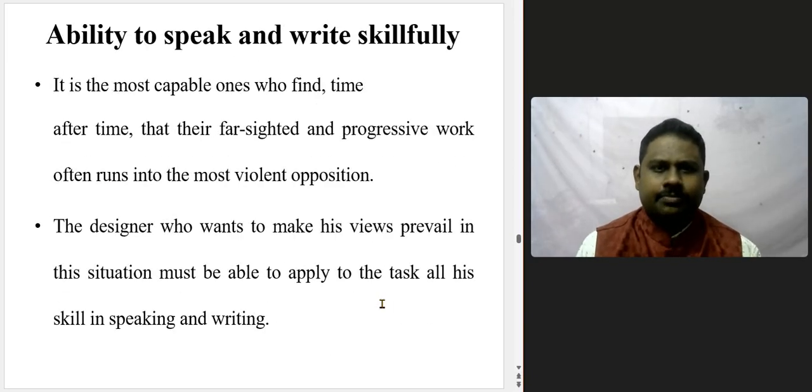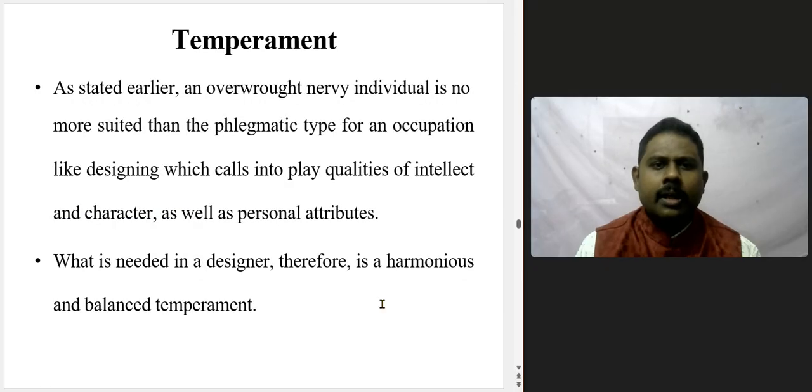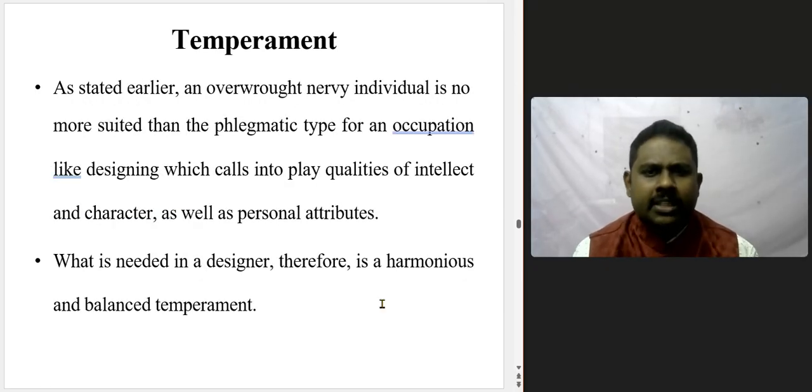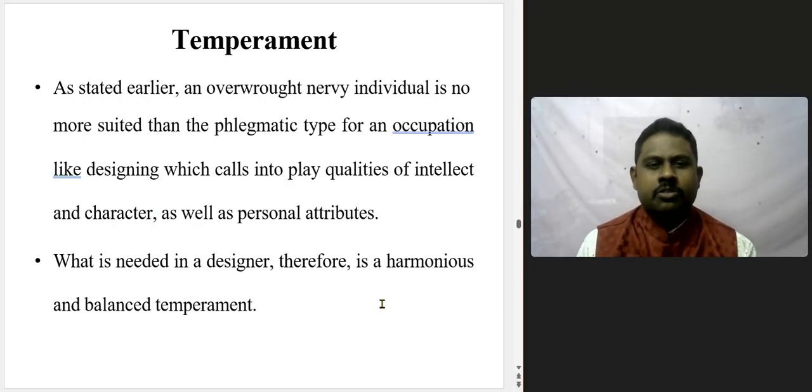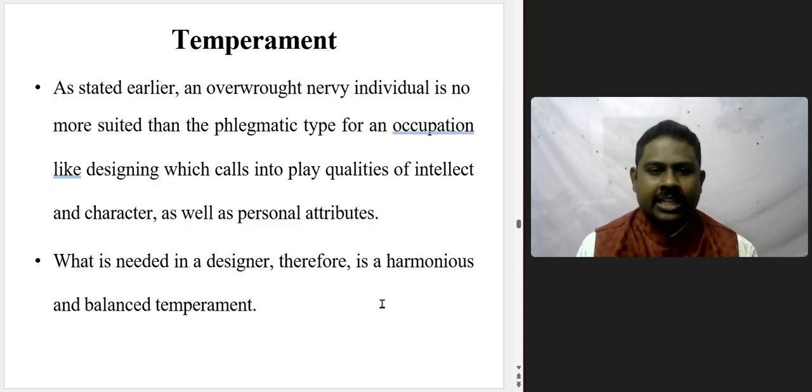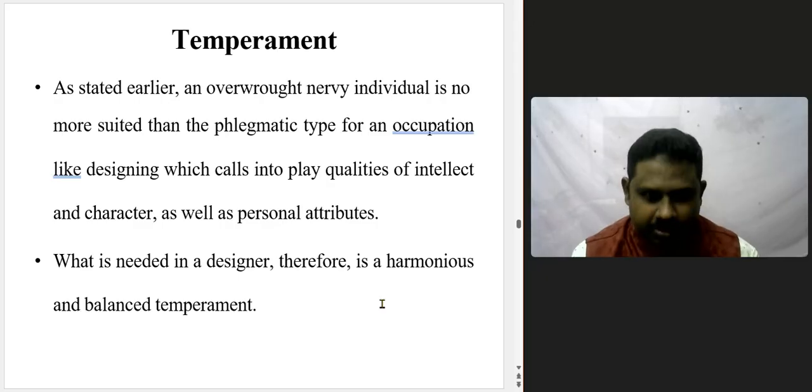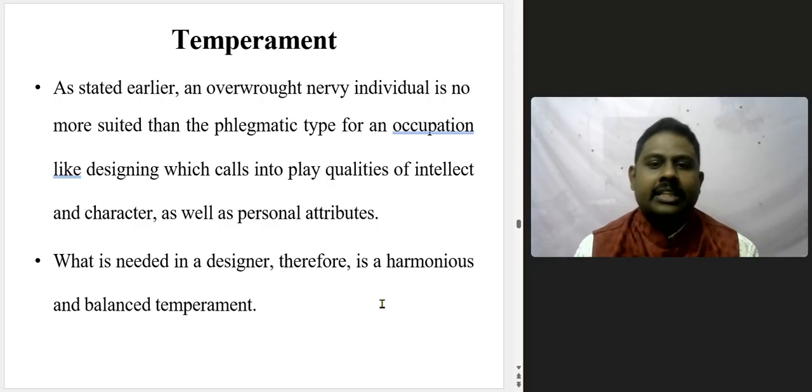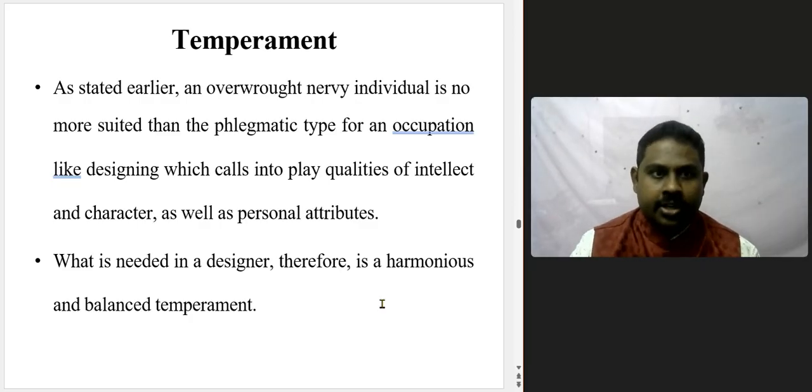Then temperament. Temperament is of the individual, how they are listening to the music, sorry, how they are listening to the occupation of the work, and after that the quality, intellect and everything. Whatever a designer is, a harmonious and balanced temperament is needed, an unbalanced temperament will not be used over there.